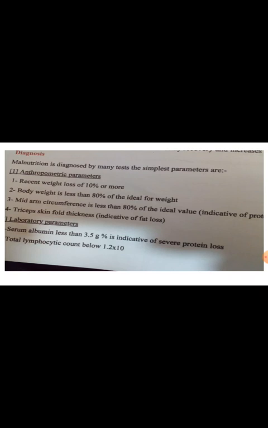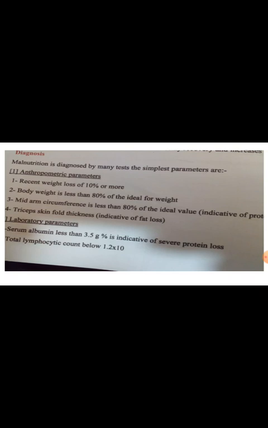A total lymphocytic count from the complete blood picture, done pre-operatively: if the total lymphocytic count is below 1.2, it is indicative of severe malnutrition, because lymphocytes are formed from proteins. So decreased proteins, decreased nutrients in the body, decrease the total lymphocytic count. These are simple parameters for assessment of the patient pre-operatively.